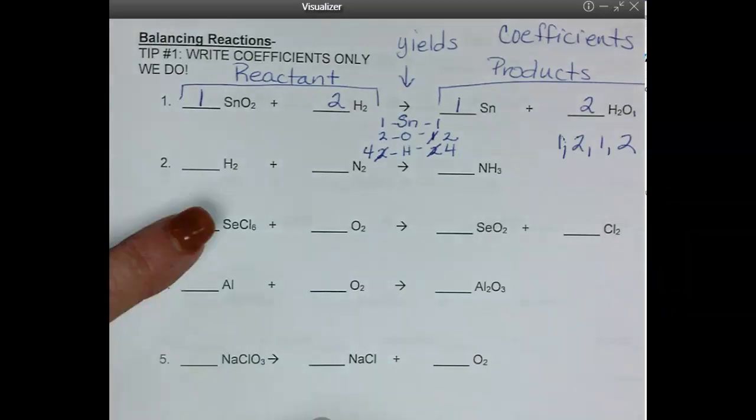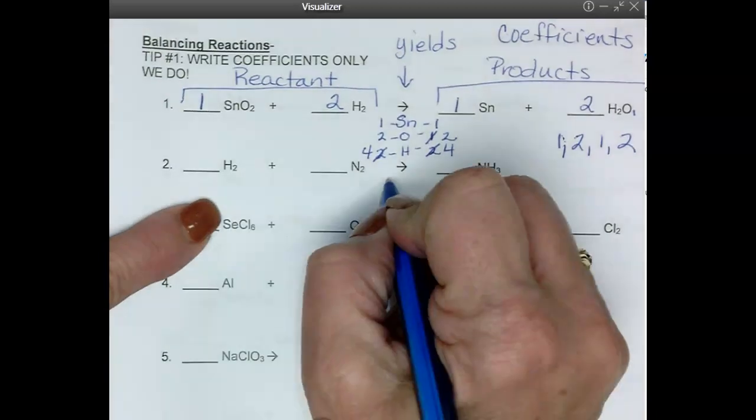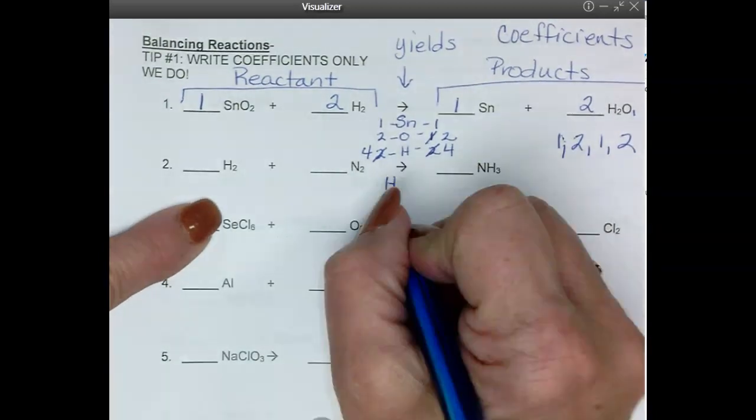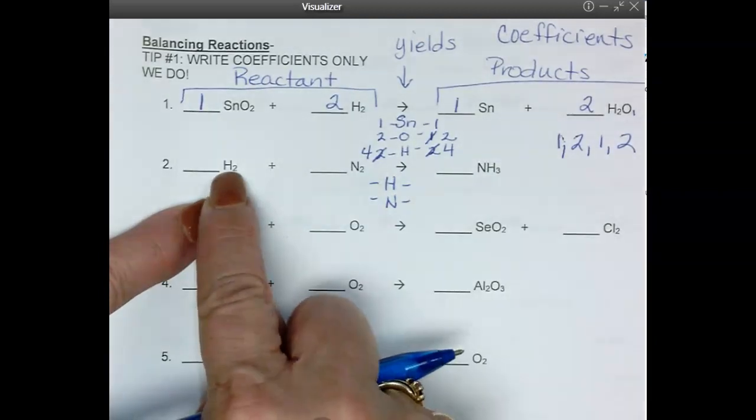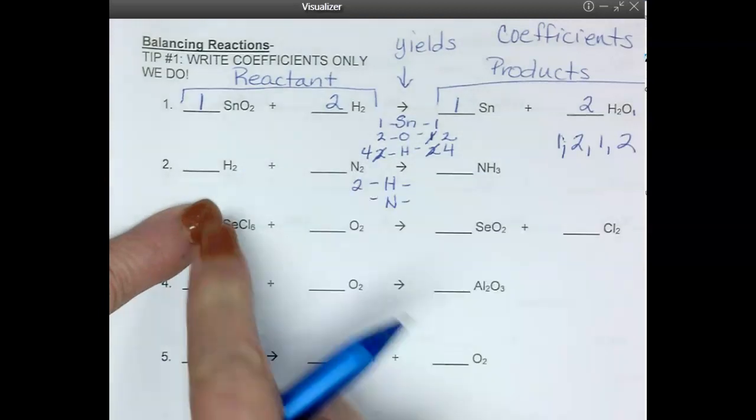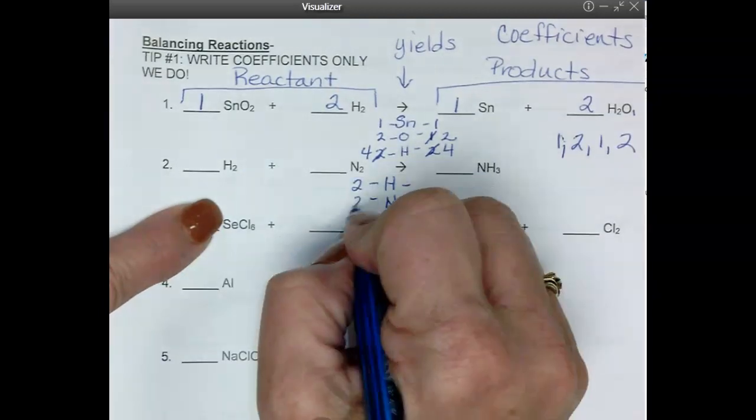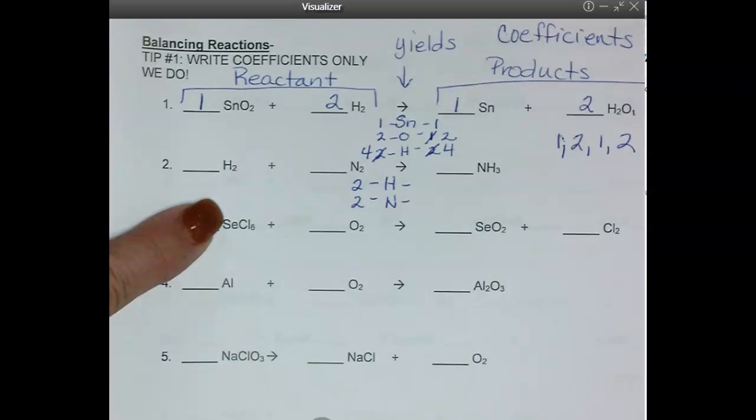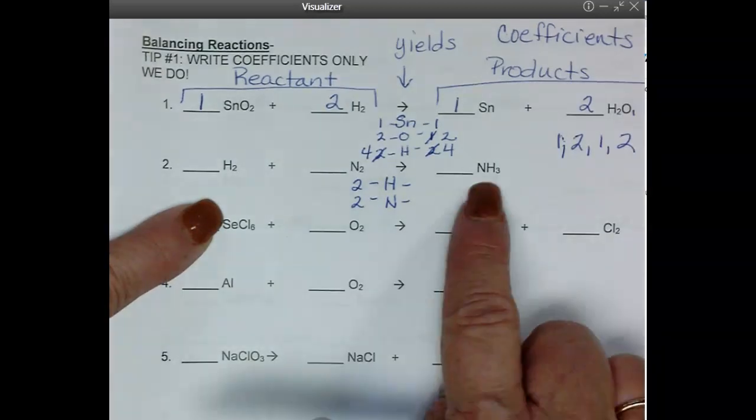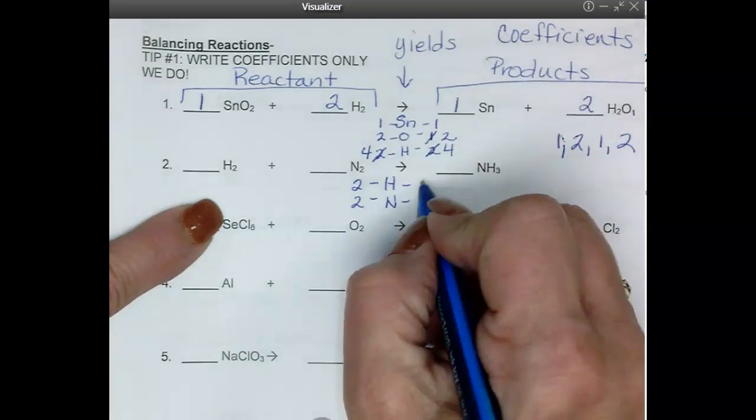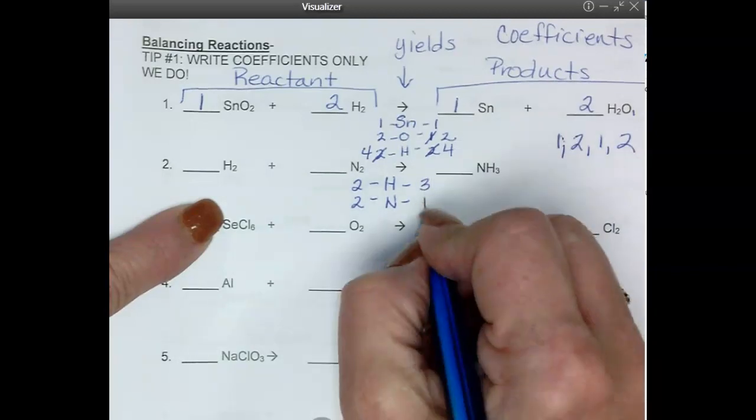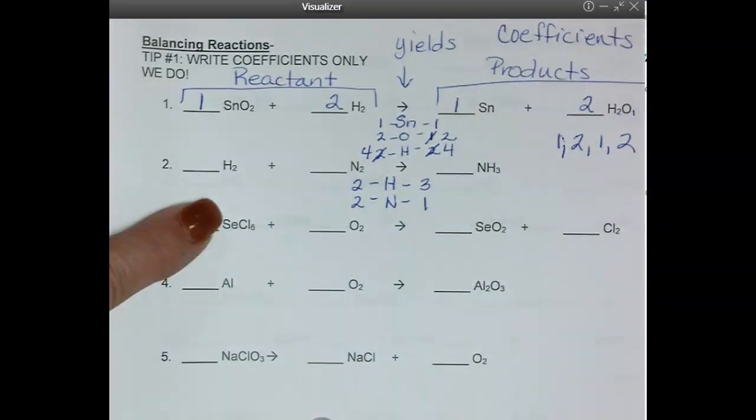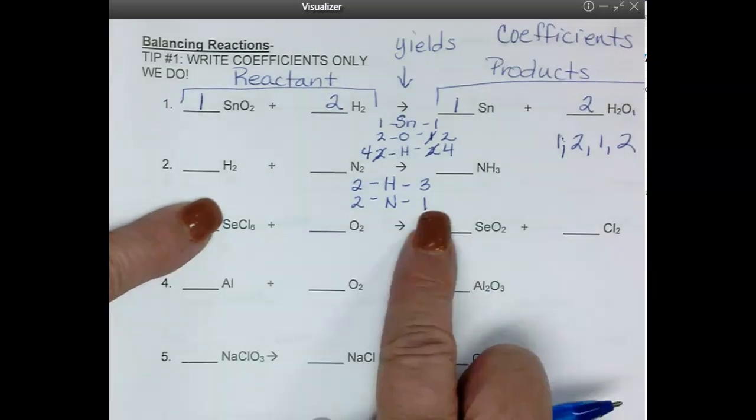So let's try another one. I have hydrogen. I have nitrogen. Let's count it up. So let's go to our reactant side. I have 2 hydrogens. I have 2 nitrogens. On the other side, I have 3 hydrogens. Make sure I'm getting the right one. And I have 1 nitrogen. Okay? So in this case, neither one of them are balanced. I don't have the same number for either one of them.